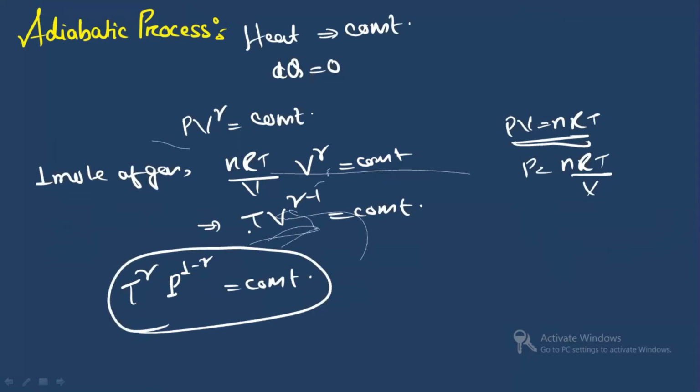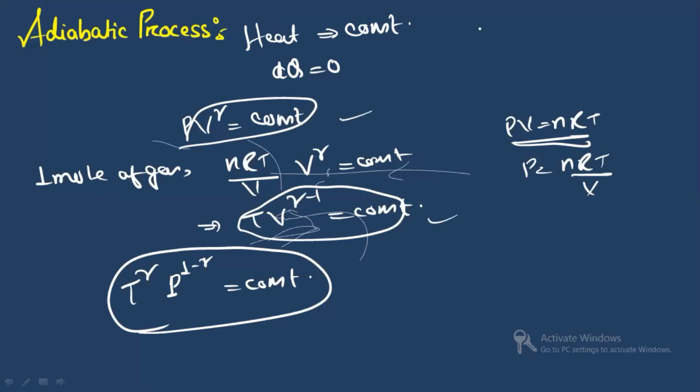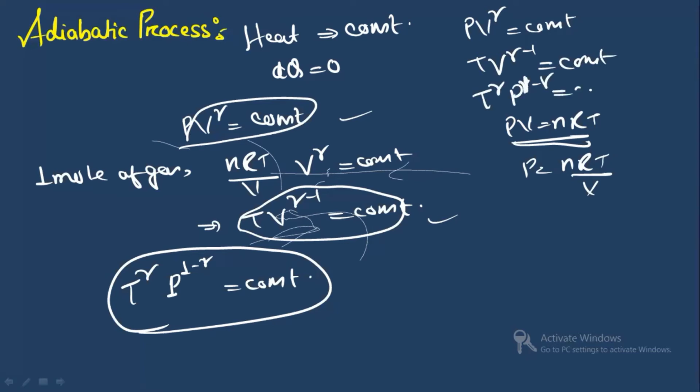And one relation is TV to the power gamma minus 1 is constant, and this PV to the power gamma is also constant. So these are the three very important relationships. I'm writing here once again, PV to the power gamma is constant. TV to the power gamma minus 1 is constant, and the last one is T to the power gamma, P to the power 1 minus gamma, equals to constant. So these three relationships will be used in questions.